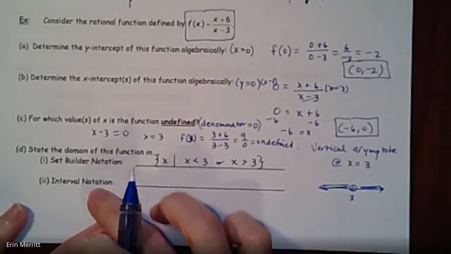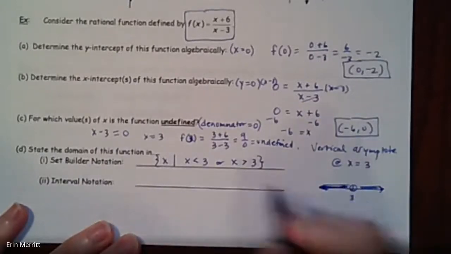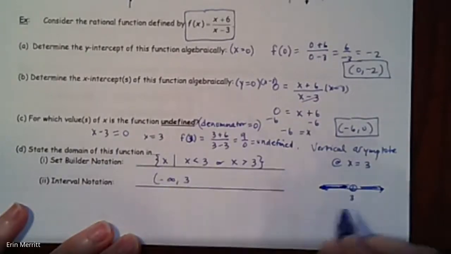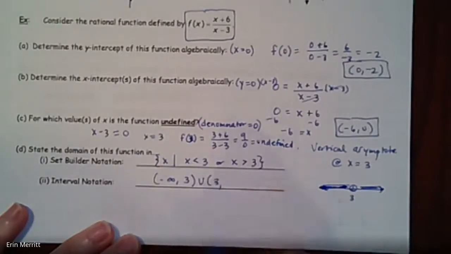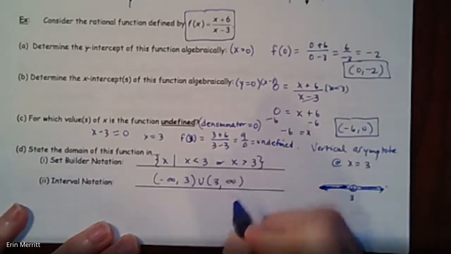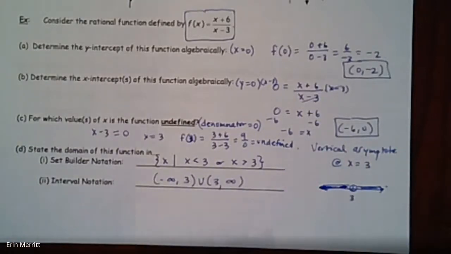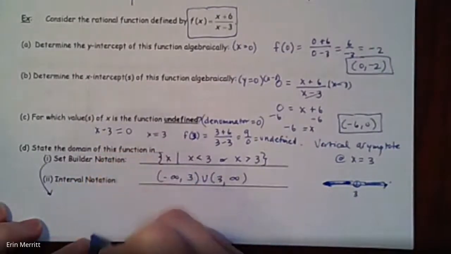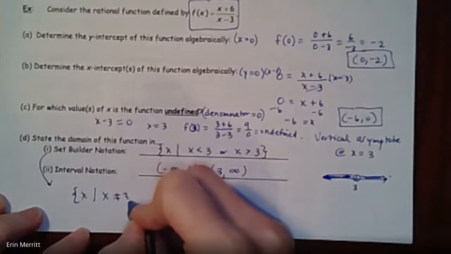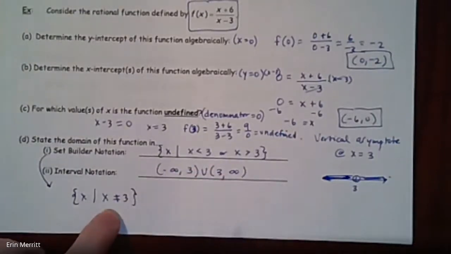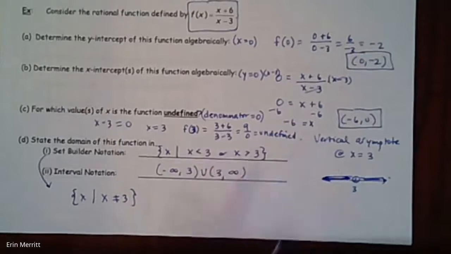In interval notation, we go from negative infinity up to 3, but not including it. So a parenthesis, union with 3, and then on up to infinity. So that's our way of saying that we're leaving out that value of 3 there. The other way to do that set notation, that's slightly shorthand, is you can say x such that x is not equal to 3. That would be acceptable as well. That's a little easier to deal with than this. So you might want to make yourself a note that you can do either one.